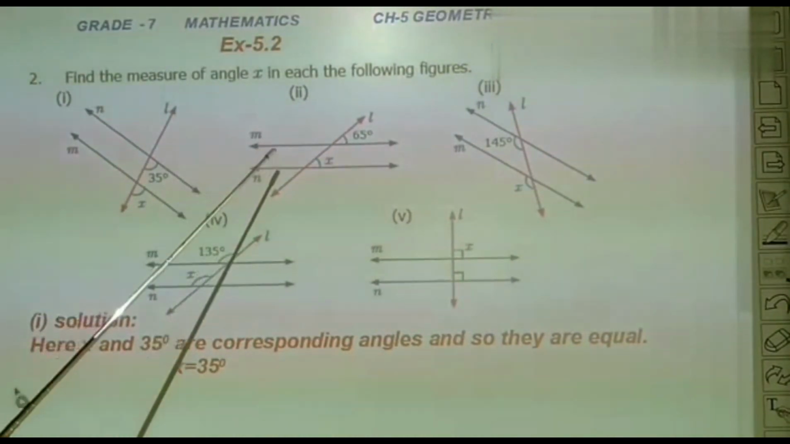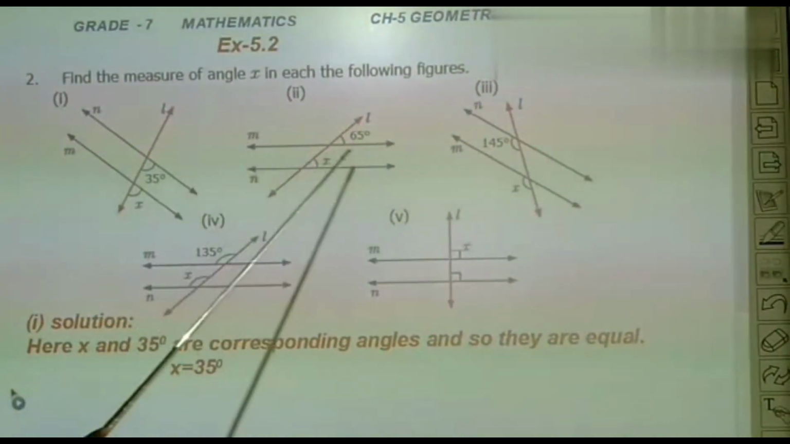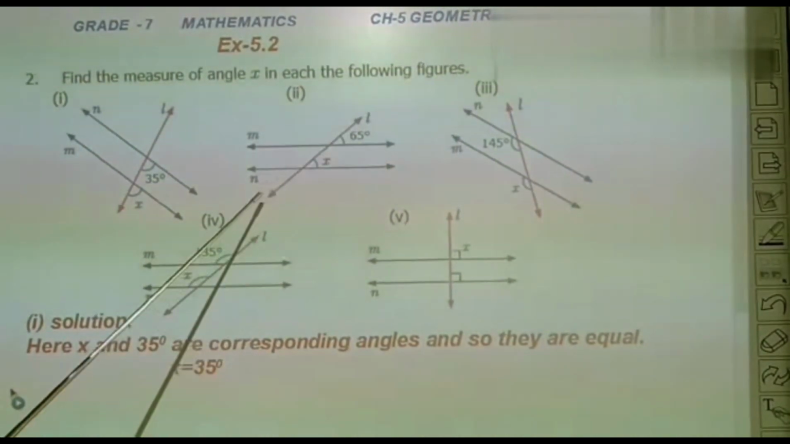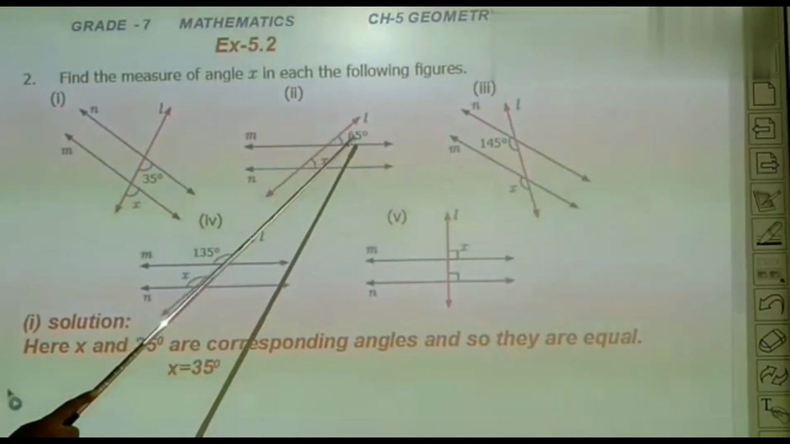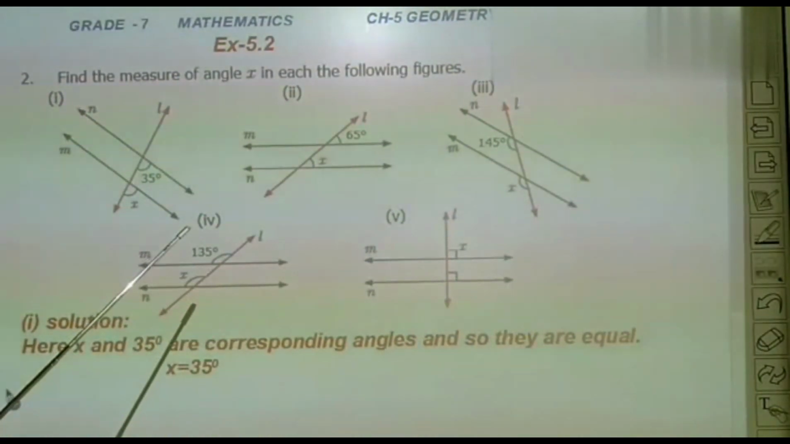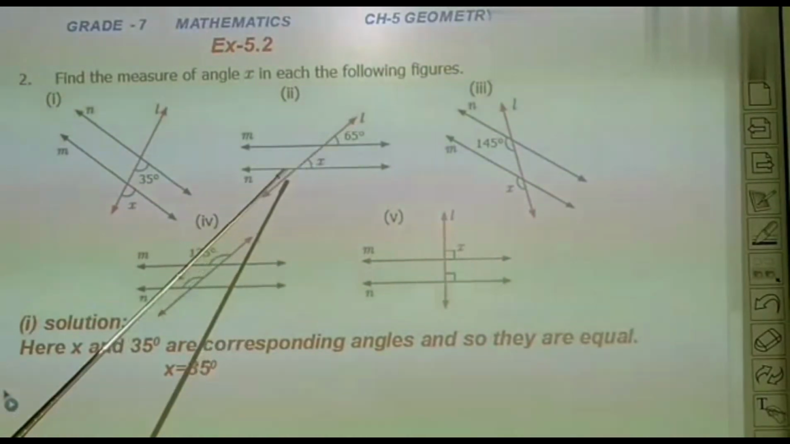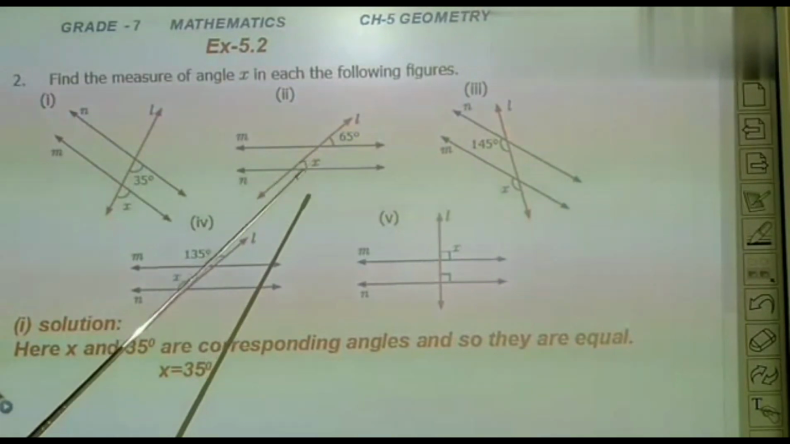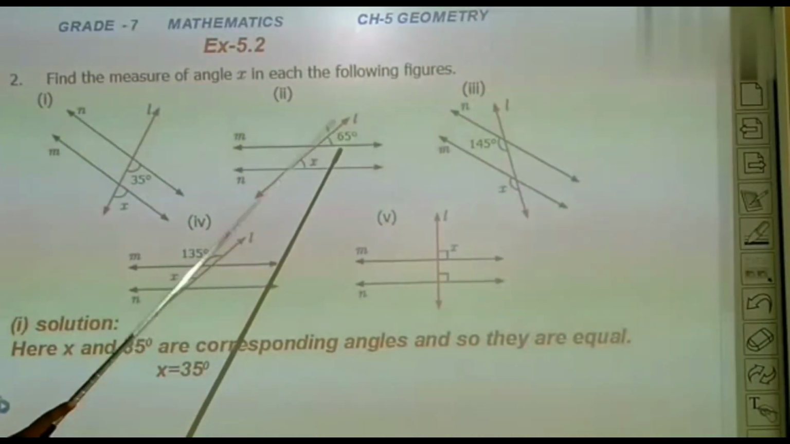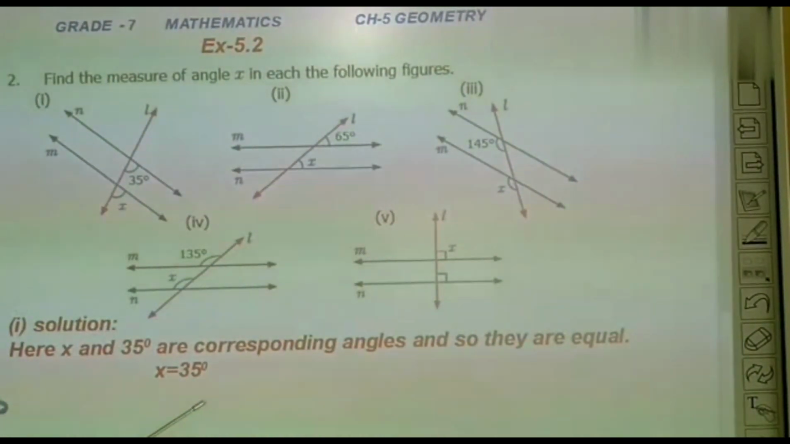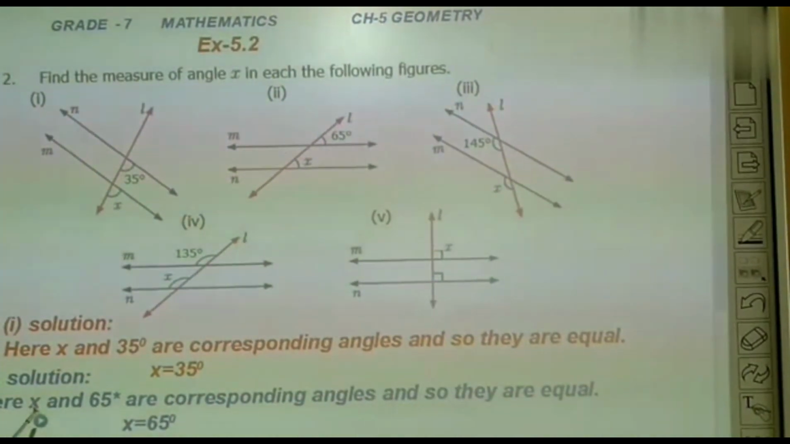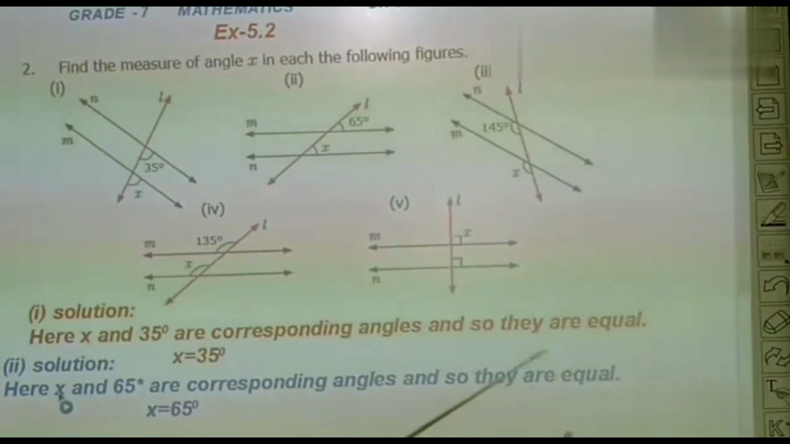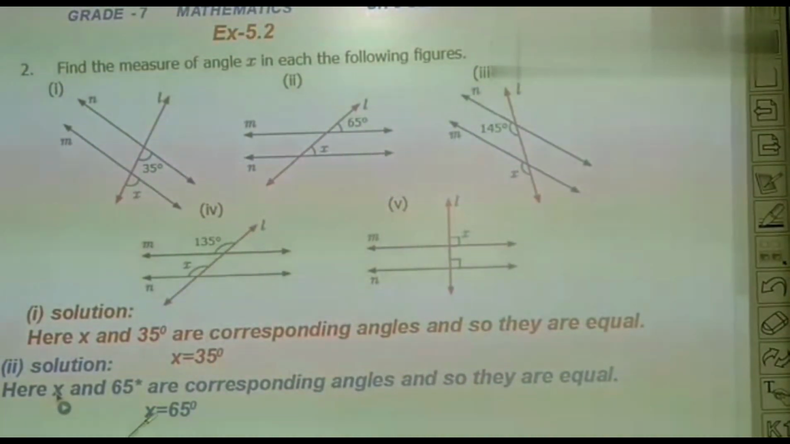Let's go for option 2, children. Here the same thing. M and N are parallel lines and L is the transversal line. But here the angles are corresponding angles. Yes, the same thing. Angles are corresponding, that is, on the same side of the transversal. So x is equal to 65 degree. This is the solution for this. Here x and 65 degree are corresponding angles, and so they are equal. So x is equal to 65 degree.